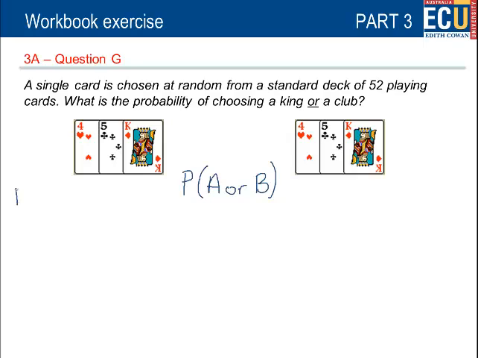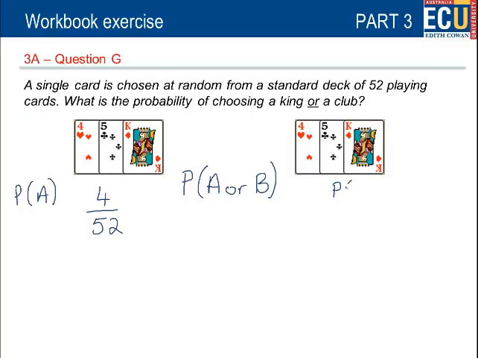Let's have a look at the probability of event A firstly. What is the probability of choosing a king? I know that there are 52 cards in a playing deck. I also know that there are 4 kings. So my probability of A occurring is 4 over 52.